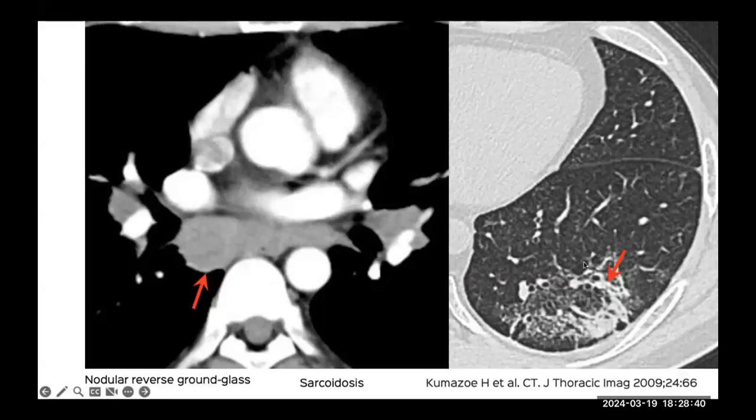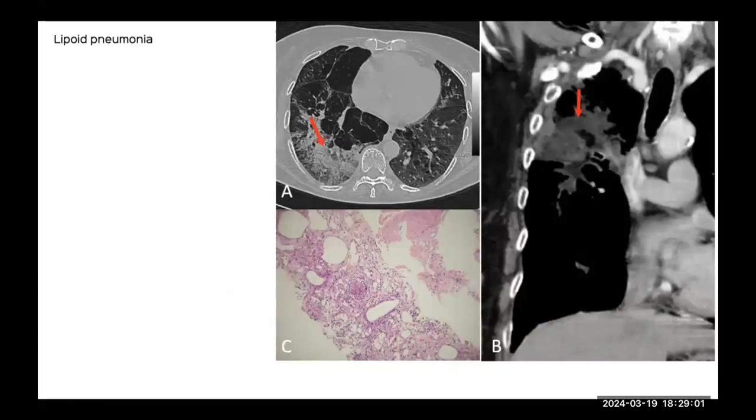This is a patient known to have sarcoid, with a reverse ground glass appearance. So you can see the ground glass at the center, and then the periphery of consolidation, but it's nodular. So this nodular periphery, or a nodular atoll sign, is something that occurs with granulomatous disease, either sarcoid, sometimes vasculitis or tuberculosis. And this patient had lipoid pneumonia and we had biopsied it.